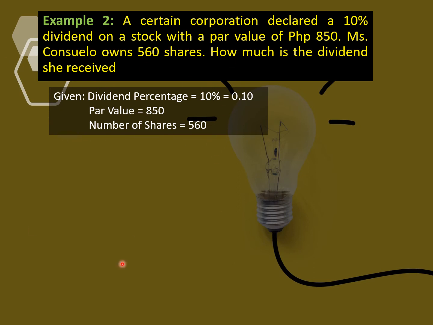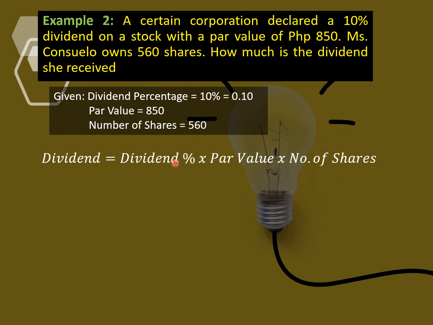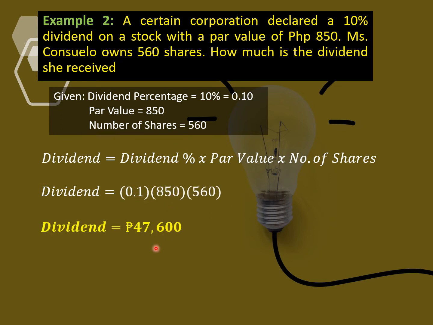So, para makuha natin kung magkano yung received na dividend ni Miss Consuelo, ang kailangan gawin natin is we're gonna have to multiply all of this. The formula is dividend rate times the par value times the number of shares, for us to come up to the value of the dividend that Miss Consuelo will be receiving. So, input all the given values. Then, by multiplication, the answer is the dividend is 47,600.